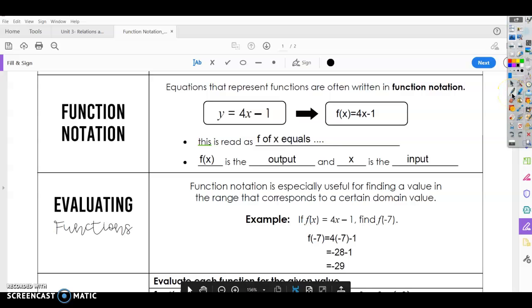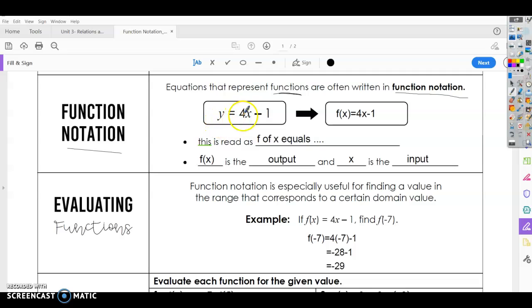All right, guys, we're going to continue to talk about functions. Today we're going to talk about function notation. So what is function notation? Equations that represent functions. Remember we talked about functions before. Equations that represent functions are often written in function notation. So this is just a different way to write the same thing.